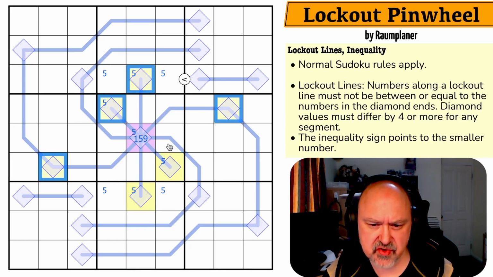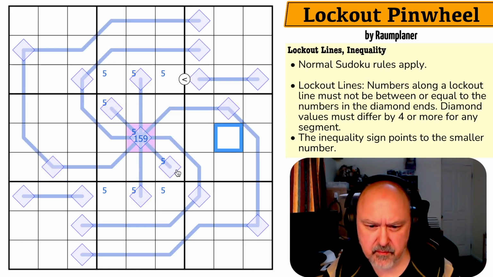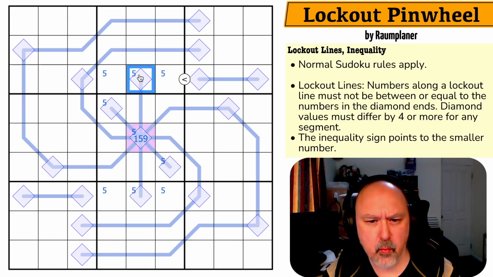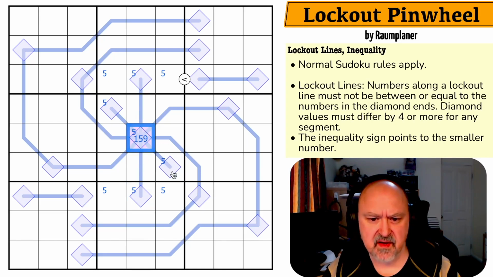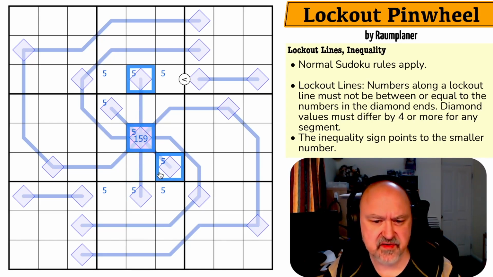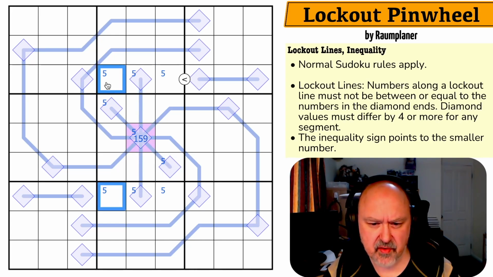So I'm not sure how that would be a problem. If this is a 5, this would be a 1 or a 9. One of these would have to be a 5, but that's okay, because if this is 5, 5, that is just a 1 or a 9. And then one of those is a 5.